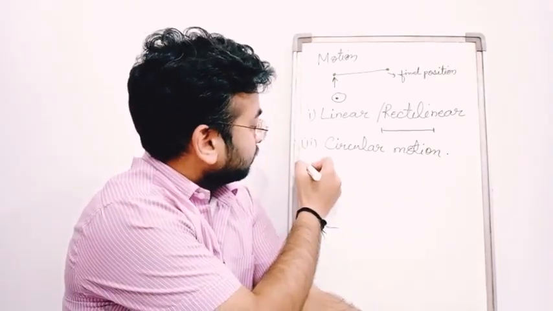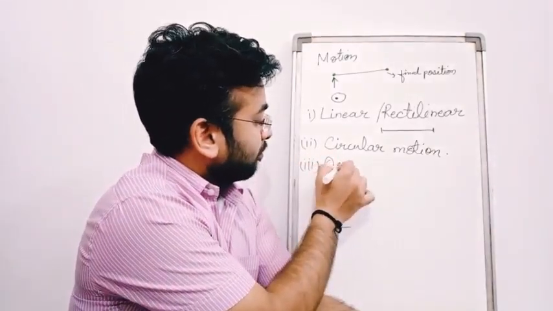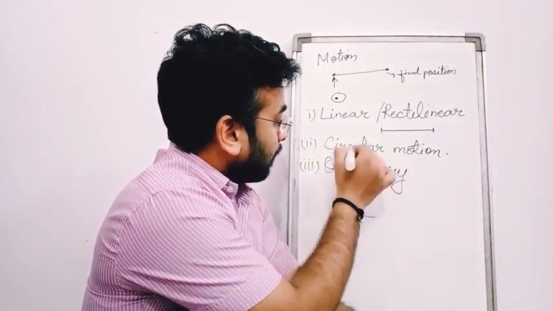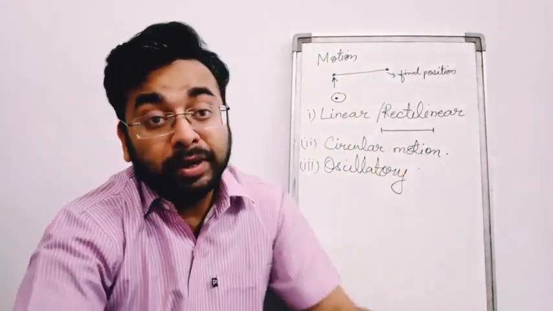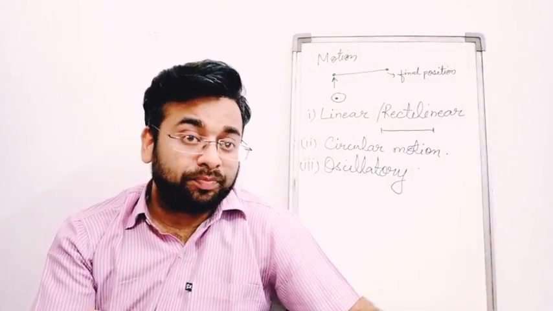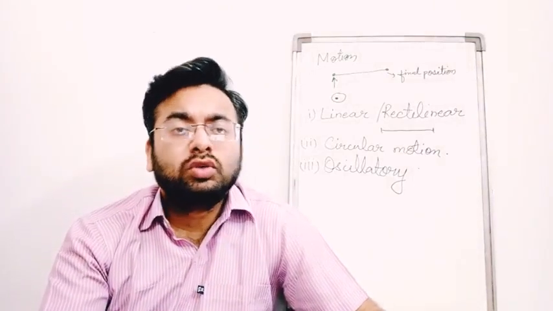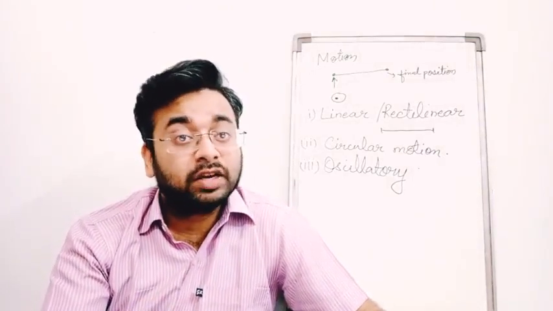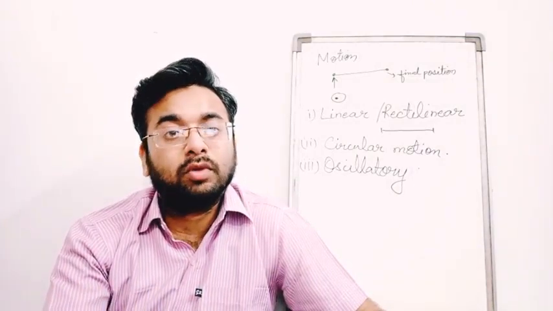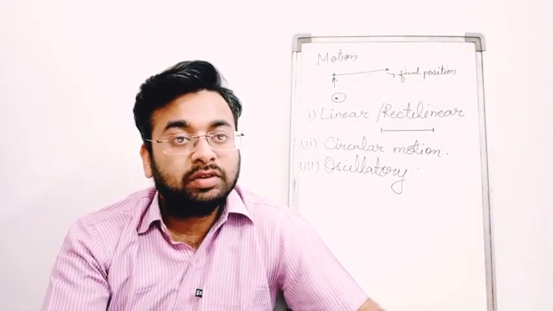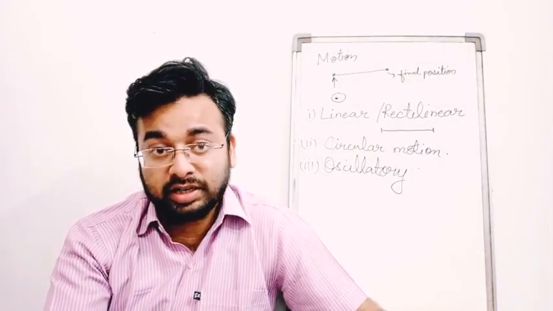Now oscillatory or periodic, like a pendulum. That means the motion which repeats itself after a particular period or a particular time, then we can say it's oscillatory motion, right?